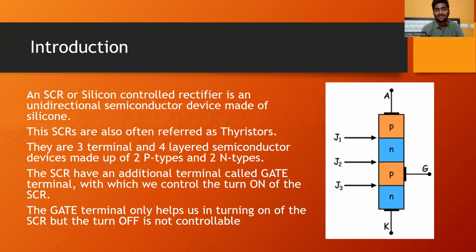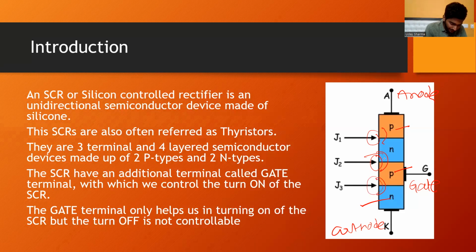The SCR is also referred to as a thyristor. It is made up of three terminals, that is, anode, cathode, and an additional terminal called the gate. The SCR consists of two p-type semiconductors and two n-type semiconductors. It has three junctions: PN is junction 1, NP is junction 2, and PN again is junction 3. As this is the positive terminal, it is referred to as the anode, and this is the negative terminal, N-type, referred to as the cathode.